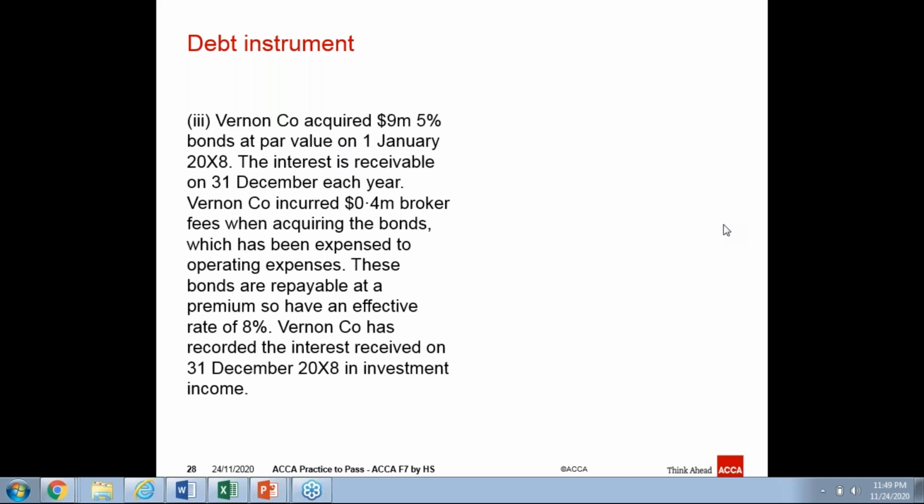So do remember this point: when you are measuring the financial asset at amortized cost, you have to capitalize the transaction cost using the amortization table. So just make the table for the first year and calculate the interest income or the finance income and balance sheet value using the table. What will be the finance income?